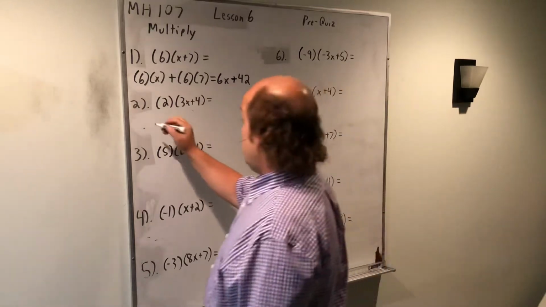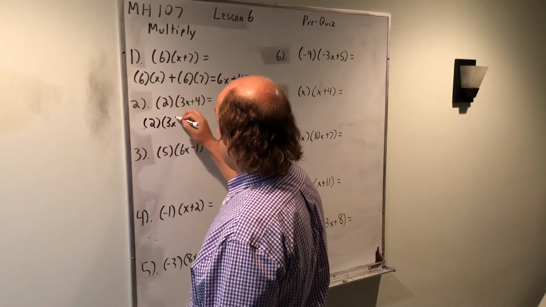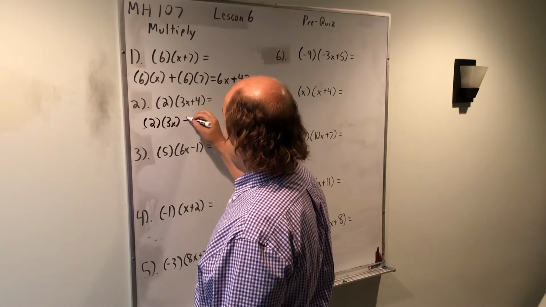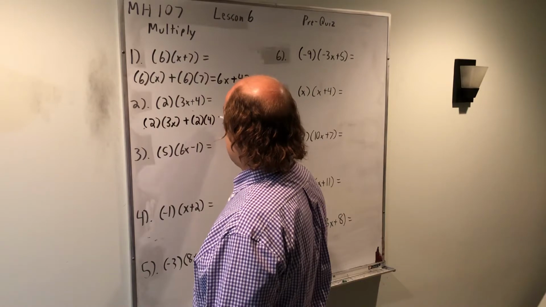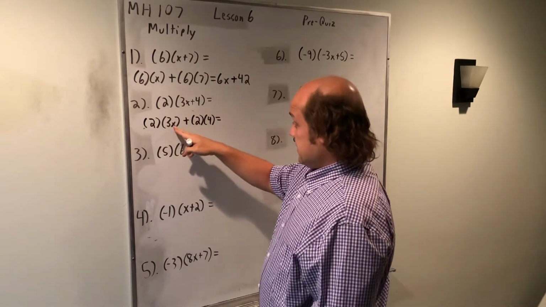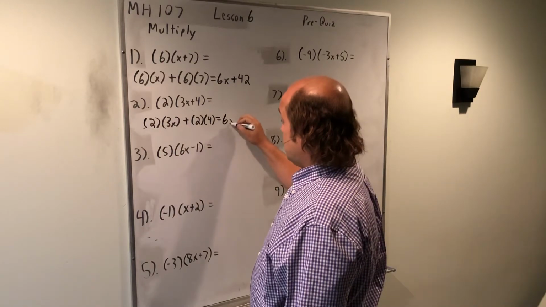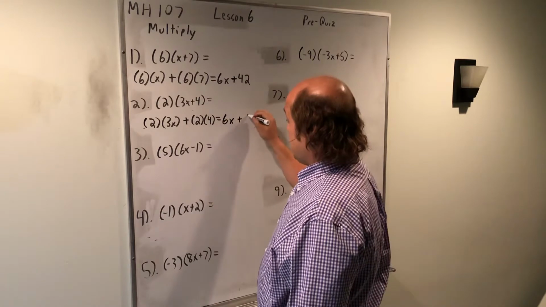In problem 2, same principle applies. I take this 2 that's being multiplied, I multiply it by the first term, 3x, then the sign between is positive. I take the 2 outside, and I multiply by the second term, 4. When I do 2 times 3, I get 6, and then I have that single power of x. When I do 2 times 4, I get 8, and I keep that positive sign.